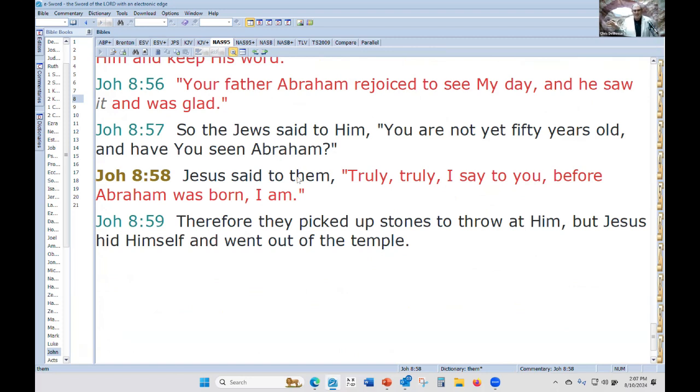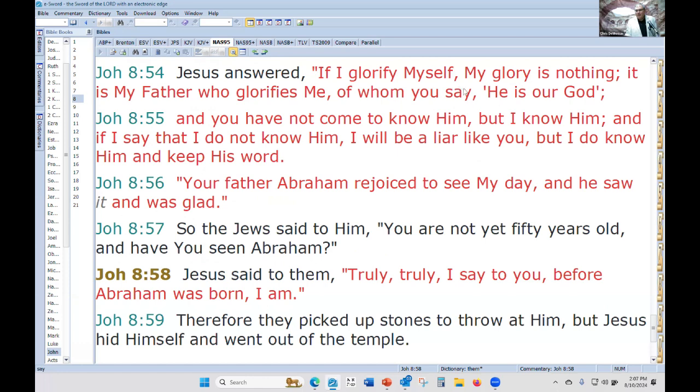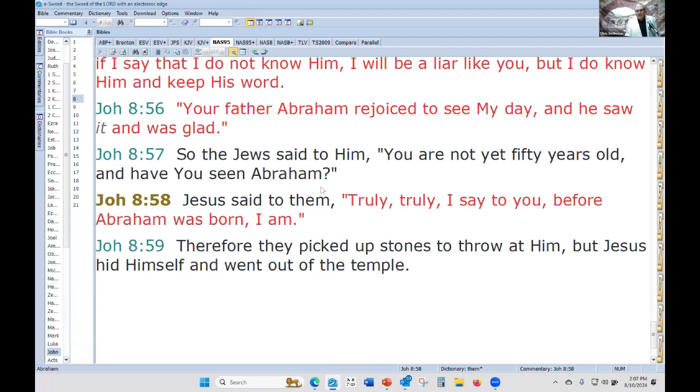They're Sunday people, right? So they picked up stones to throw at him, but Yeshua himself hid in the temple and went out. So he just prior said, his father is our God, right? And he says, I am, but he says, I am he.